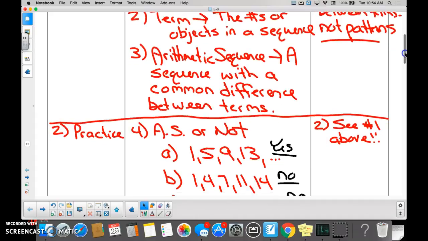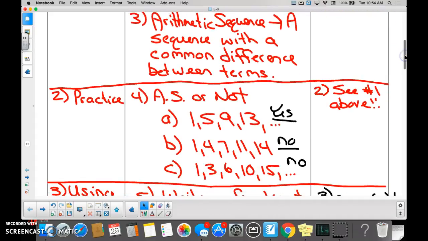Go down to number 2. 1, 5, 9, 13, do they have common differences? Yeah. So is it an arithmetic sequence? Yeah. 1, 4, 7, 11, 14, do they have common differences? No. So we have a common difference of 3, a common difference of 3, a common difference of 4. You're automatically out when it comes to an arithmetic sequence on that one.